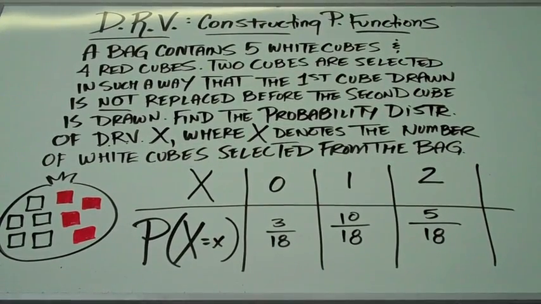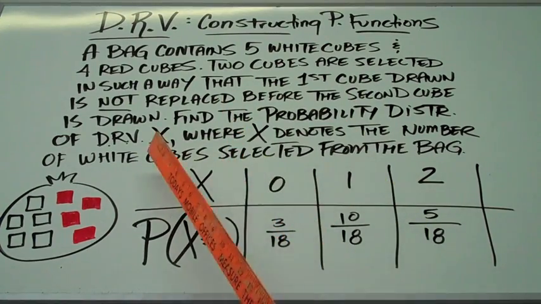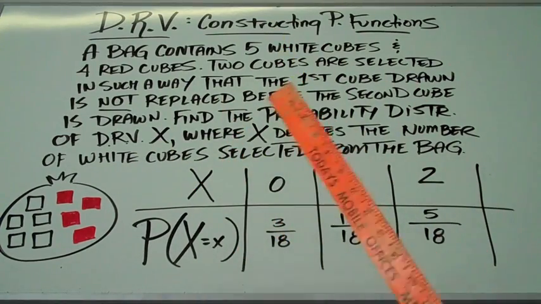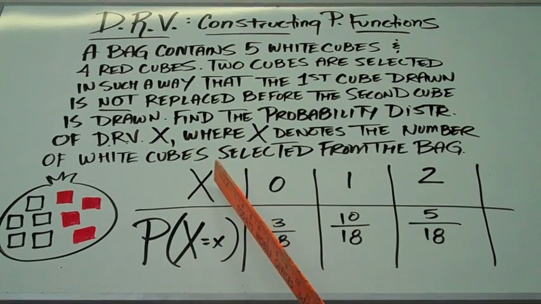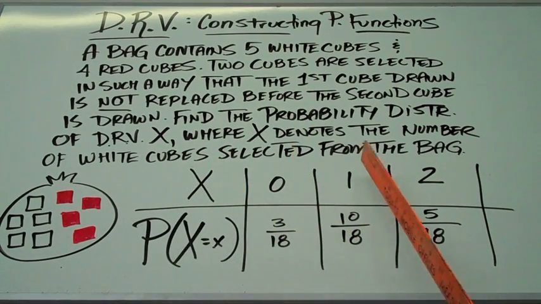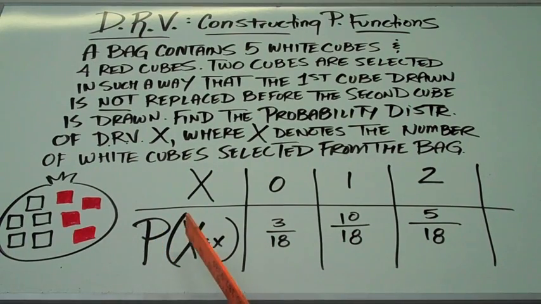If I put the final results in a table form, I see here I've got my discrete random variable, which is defined as the number of white cubes selected in this process. The possibilities for this random variable x are 0, 1, or 2. I found that out in our last pictures. The probability that our discrete random variable is equal to 0, 1, or 2 is defined as 3 over 18, 10 over 18, or 5 over 18. Here is our probability function displayed in a tabular form.